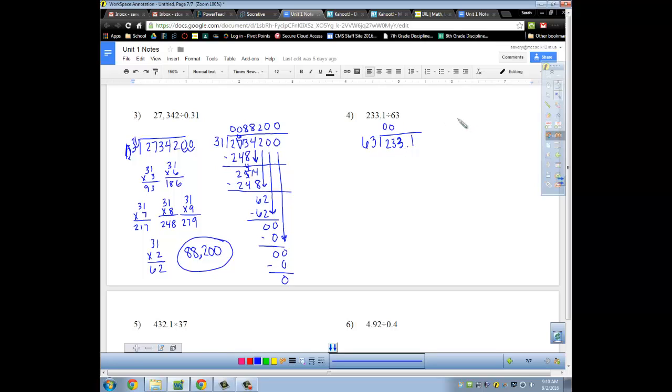So again, I'm going to go off to this side and figure this out. I could start with maybe 63 times 3, which is 189. Let's try 63 times 4.